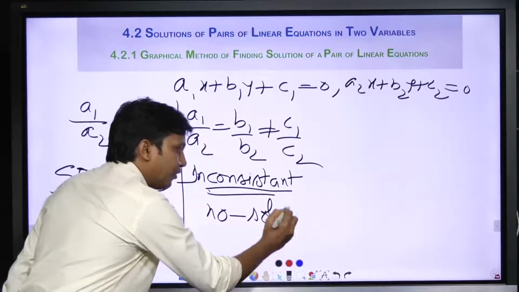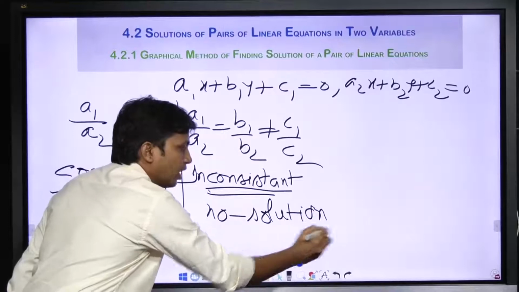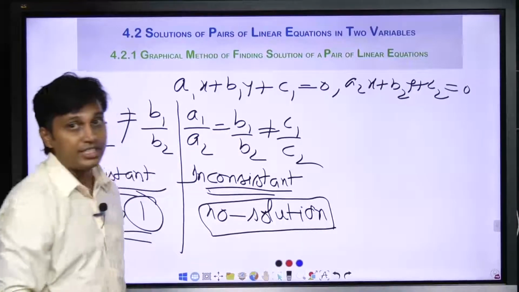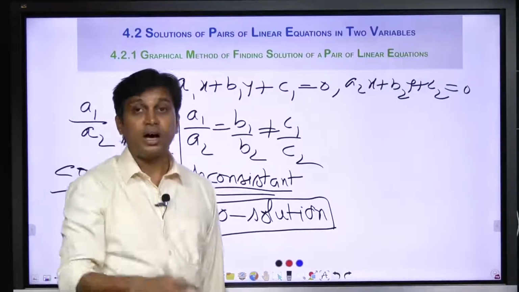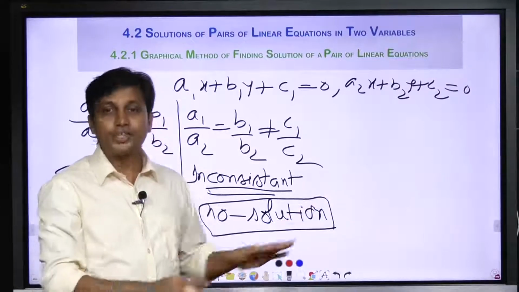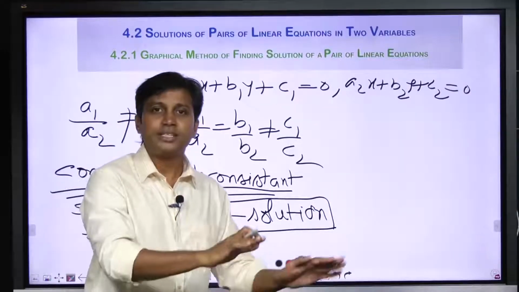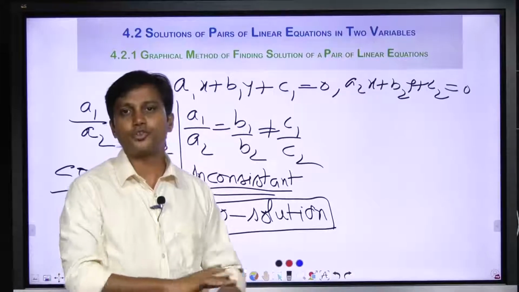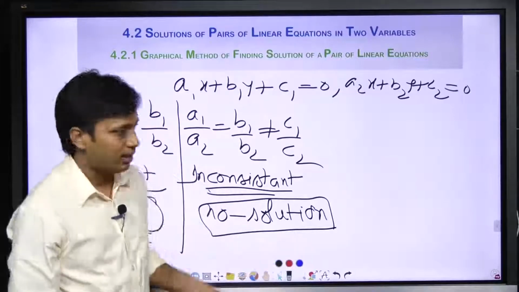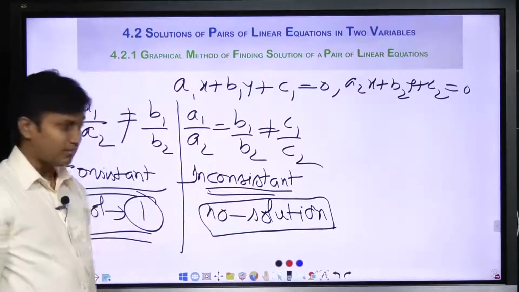How can you say? If you have any doubt about this, solve the equations with any one of the methods explained to you in the previous class, or else solve them graphically. You will find parallel lines. Parallel means there is no common point, so therefore there is no solution for both of the equations. Got it?